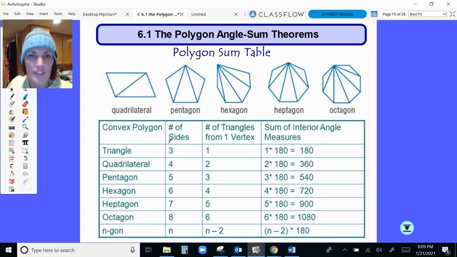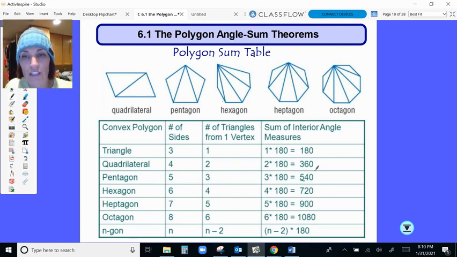So if I have my triangle, it had 3 sides, 1 triangle, of course, and so we take 1 triangle and multiply by 180 gives me 180. If I had that quadrilateral, right here, I made 2 triangles. I can take those 2 triangles and multiply by 180 to get me 360 degrees. So a quadrilateral has a sum of 360 degrees of the angles, okay? We can take my pentagon like we did on the previous page and divide it into 3 triangles. So 5 sides gets 3 triangles. So I take those 3 triangles, multiply it by 180 degrees, gives me 540 degrees.